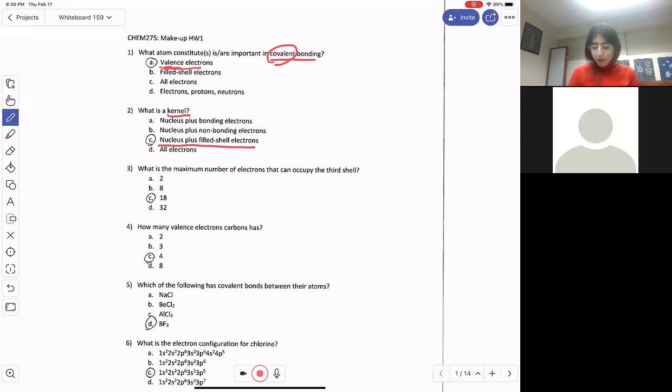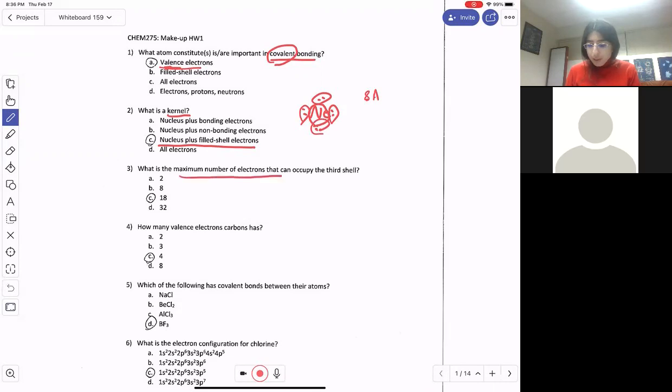Okay. And remember, when we write the Lewis structures, for instance, for neon, we have 8 valence electrons because neon is in group 8A. So we write 1, 2, 3, 4, 5, 6, 7, 8. And we name the element, or we call it kernel, right? Because it represents the nucleus with filled shell electrons. We put valence electrons around neon. Does that make sense? I hope so.